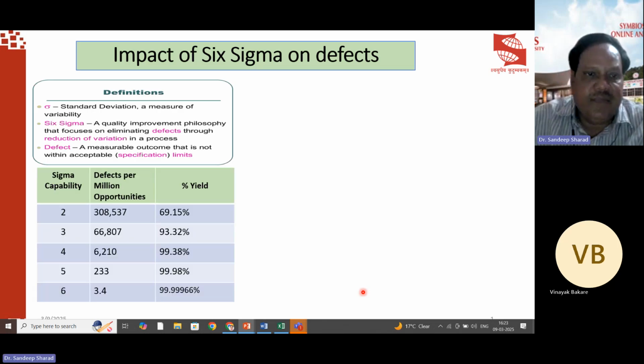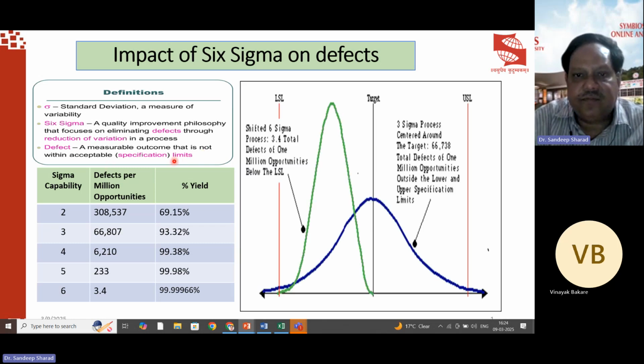On the impact of Six Sigma, we have already discussed that standard deviation is a measure of variability, and Six Sigma is the quality improvement philosophy that focuses on eliminating defects through the reduction of variation in the processes. A defect is a measurable outcome that is not within the acceptable specification range. In this graphical representation, with the target or normal mean value, if we shift the mean value towards the LSL, away from the target value, then our products will be produced towards the minimum limit of the value.